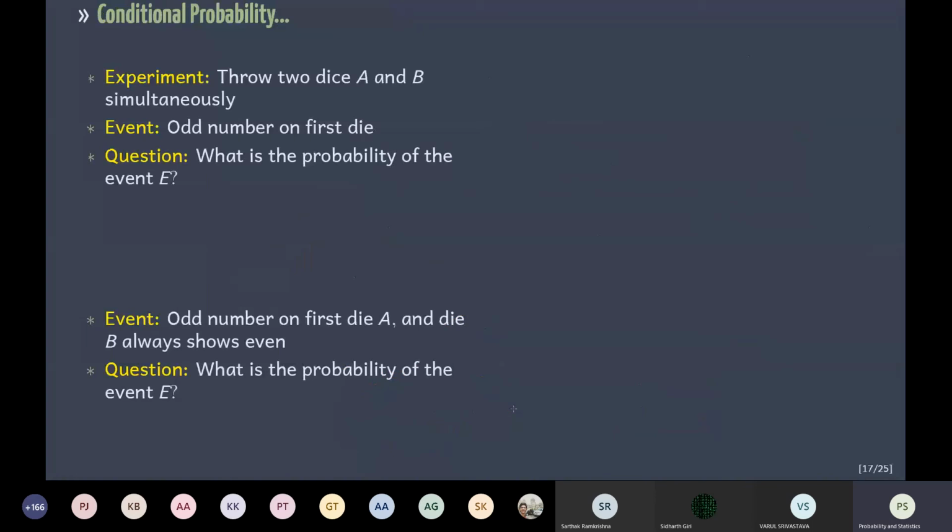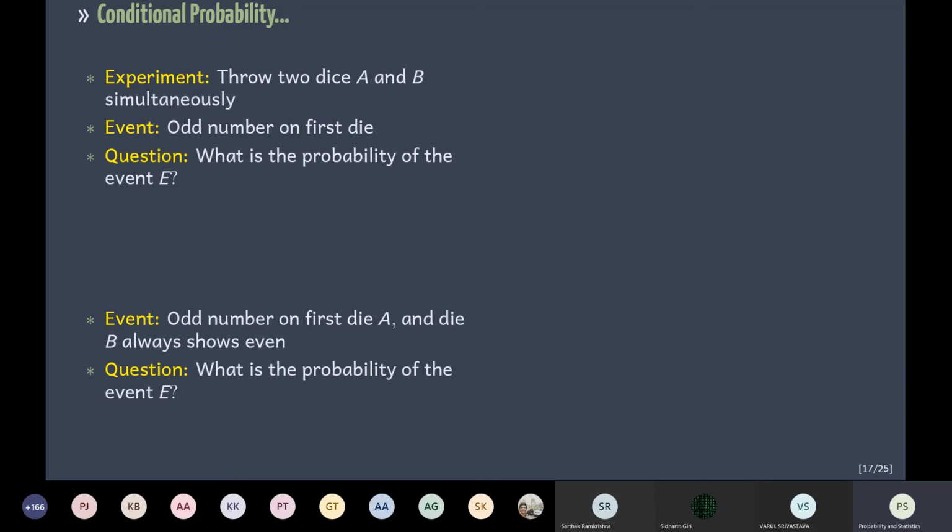Okay. Now I would like to move to something called conditional probability. So far what we have done is probability. Of course, everything is probability here, but what we have done is simple calculations of probability without any prior condition given to us.